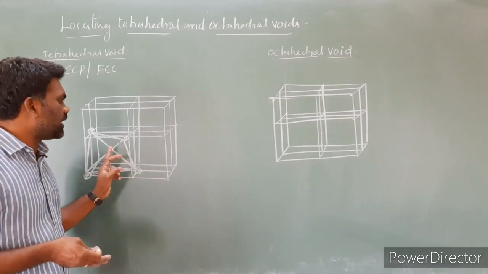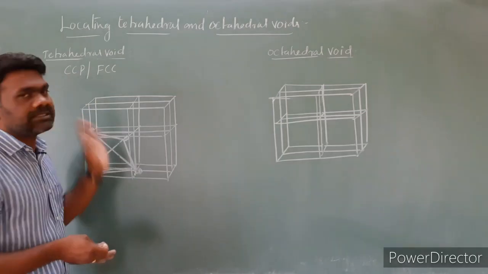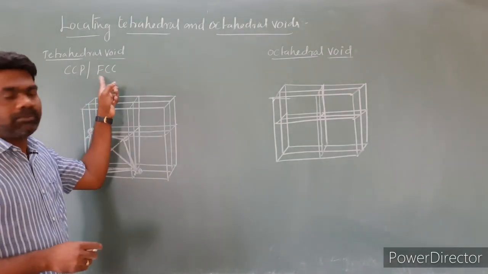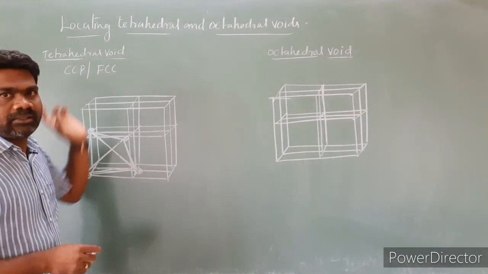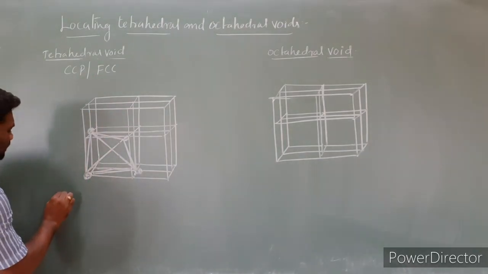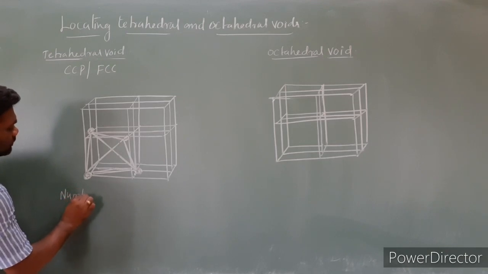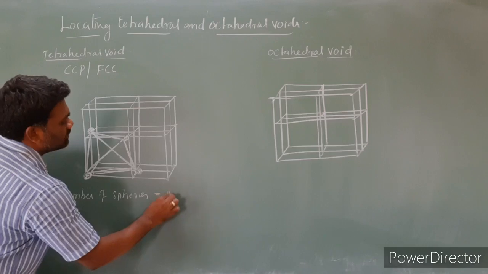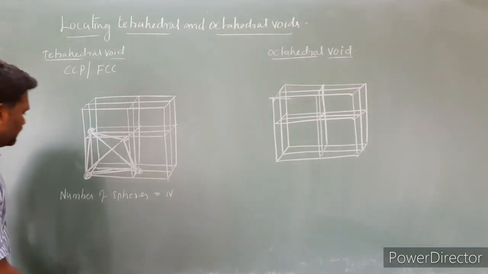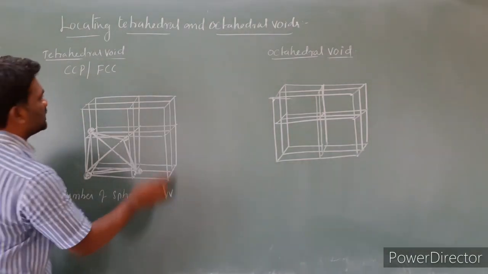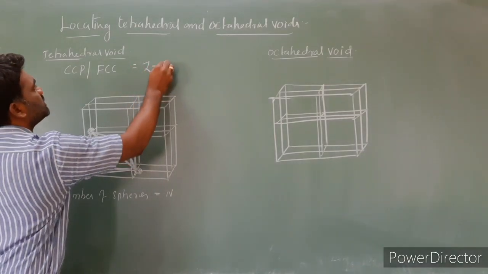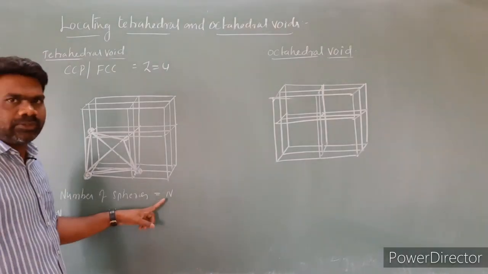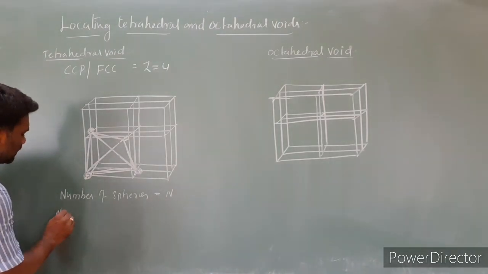There are 8 tetrahedral voids present in FCC or CCP. Now we know very well that the number of spheres in the unit cell is 4. Let the number of spheres be labeled as n. The number of spheres, which is the Z value for FCC or CCP, is 4.